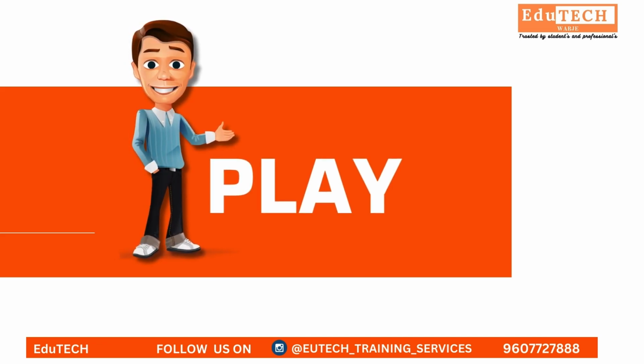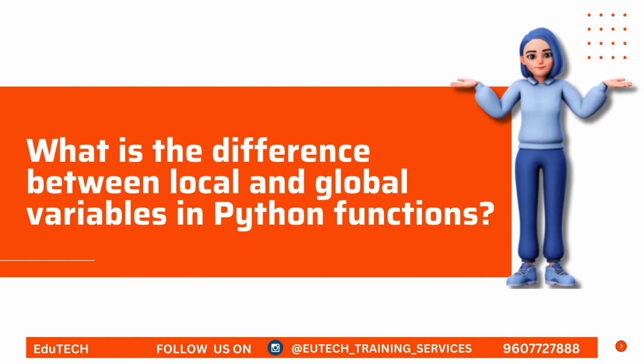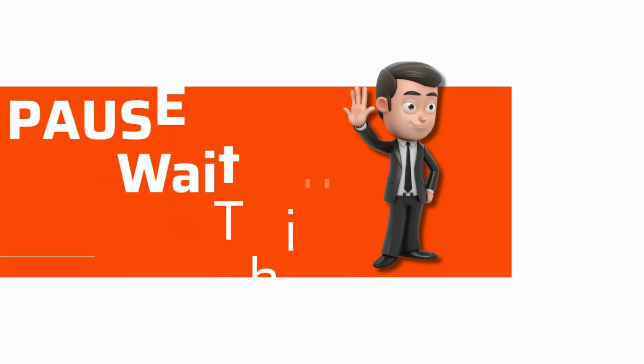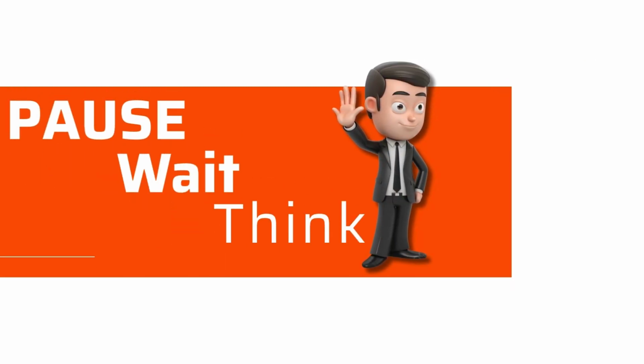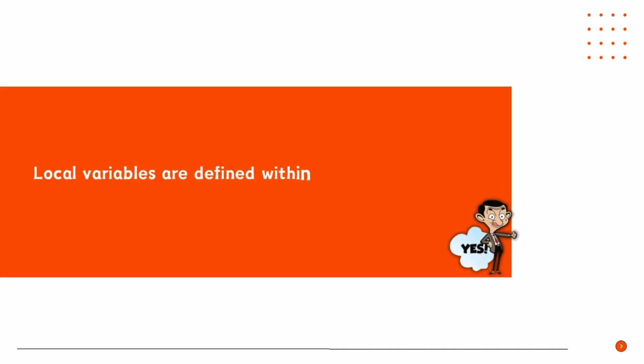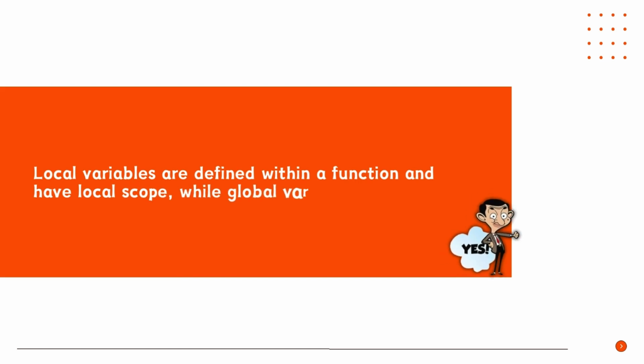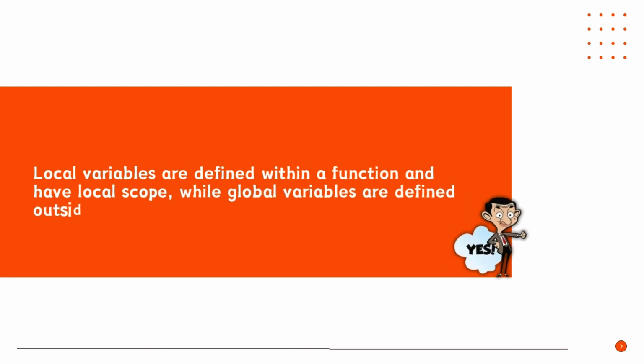What is the difference between local and global variables in Python functions? Local variables are defined within a function and have local scope, while global variables are defined outside functions and have global scope.